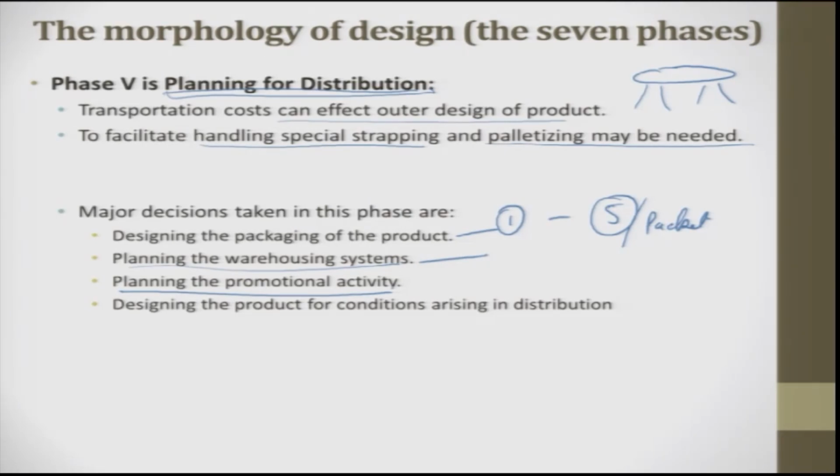Okay. Next one is designing the product for conditions arising in distribution. This is also very important. For example, when laptops are moved from Malaysia to India, many times they are moved by ships. What happens when it is moved by ship in the sea, the complete container rattles, it goes up and down.